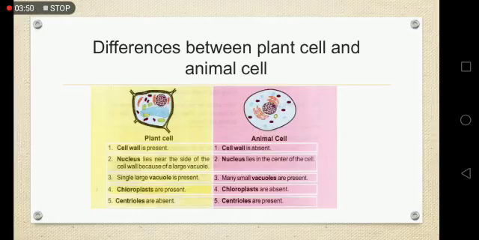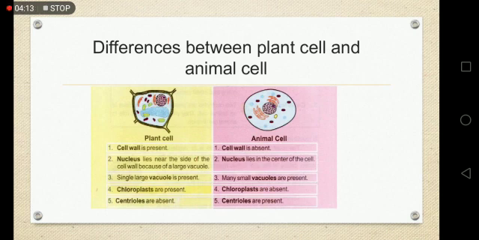Now we will talk about the differences between plant cell and animal cell. The first difference is that the cell wall is present in the plant cell, as you can see in the picture, while it is absent in the animal cell. The second difference is that due to the presence of a larger vacuole in the plant cell, the nucleus lies near the side of the cell wall, while it lies in the center of the cell in the animal cell.